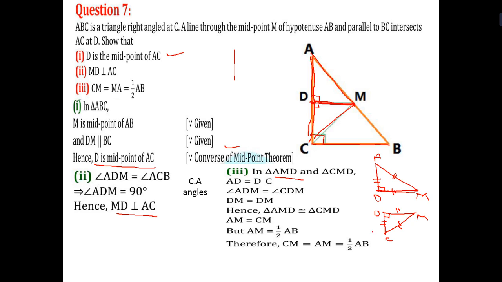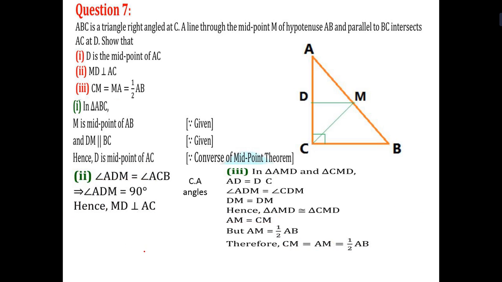So the two triangles are congruent, therefore AM is equal to CM. But AM is equal to half AB, already we know, because M is a midpoint of AB. But we know that AM is equal to CM. So instead of AM, we can write CM. So AM is equal to CM is equal to half AB. So that way we have completed this exercise. Only two exercises are there, and you have to complete them anyhow in your fair book.